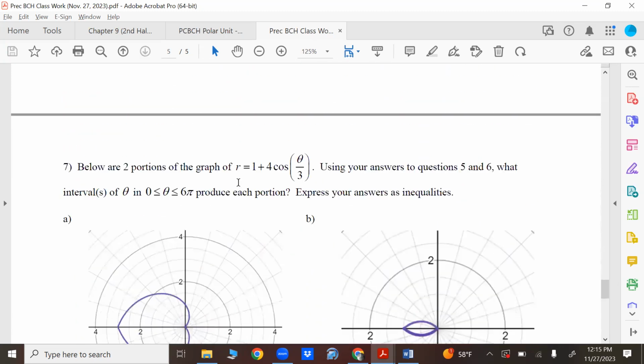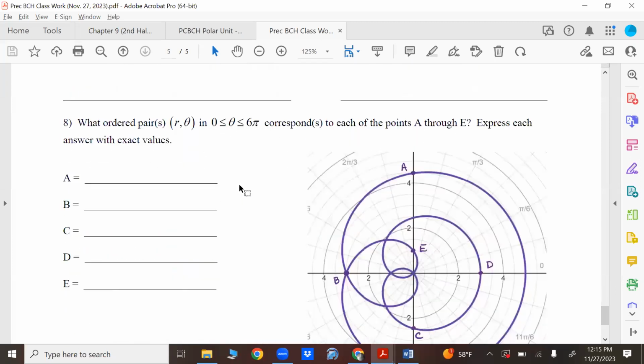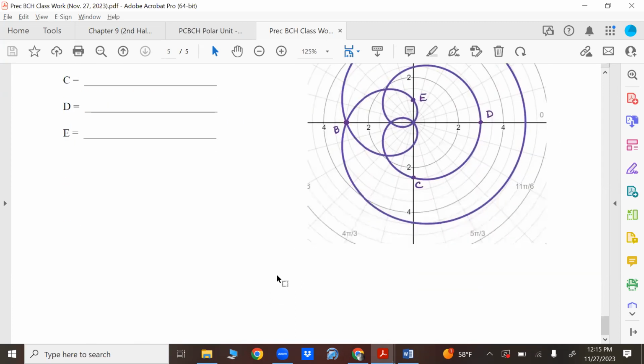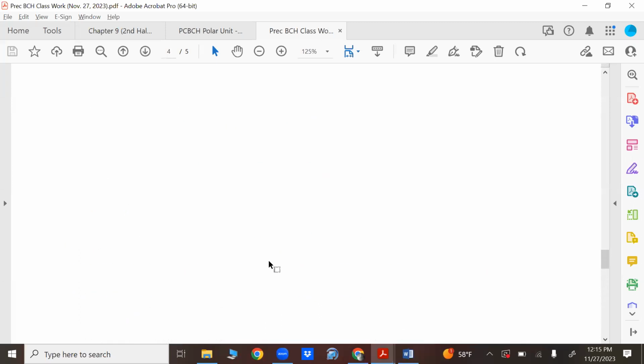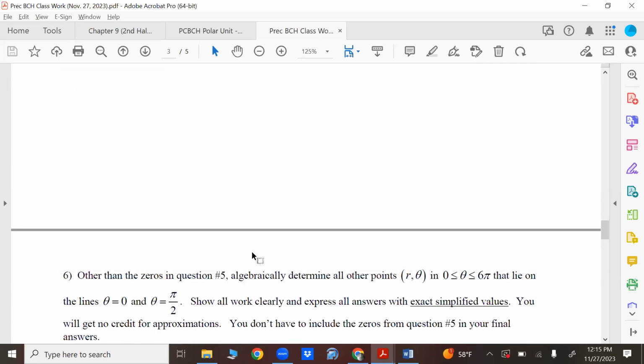Then here I give 2 portions of a graph, determining what intervals give each portion. So feel free to use your graphing calculator, and then labeling the points here for A through E. So it's just a little more exploration with polar graphs, more practice. I'll have more review stuff ready for you guys on Wednesday.